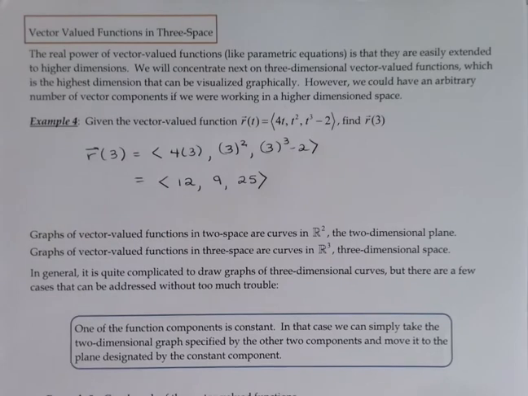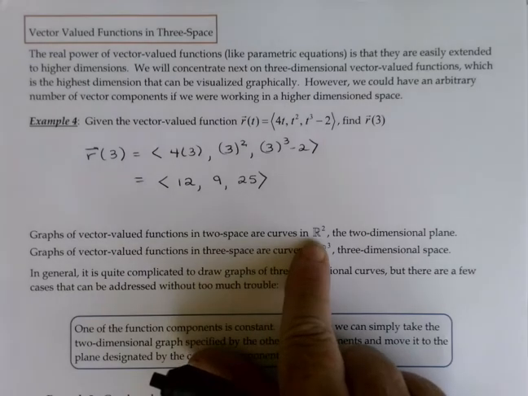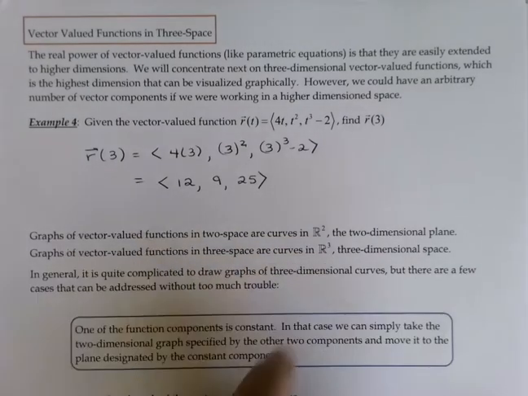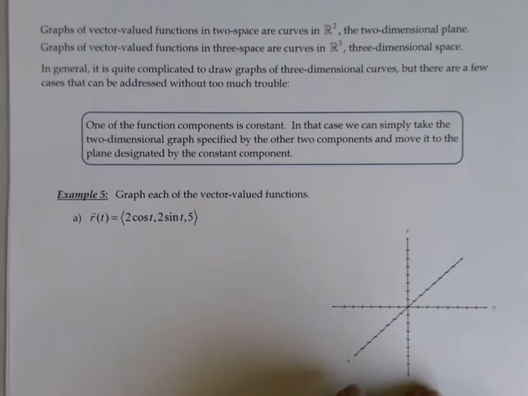All right, to graph vector-valued functions in 2-space, the 2-dimensional plane wasn't too bad. Graphing vector-valued functions in 3-space is going to take a bit more work, just like all 3-dimensional graphing does. But just like we got some kind of a curve in 2-space, we're now going to get some kind of a curve in 3-space. So the graph of a vector-valued function is going to be a 3-space curve. In general, it's really very complicated to draw these graphs, but there's just going to be a few special cases that we'll be able to look at doing by hand.